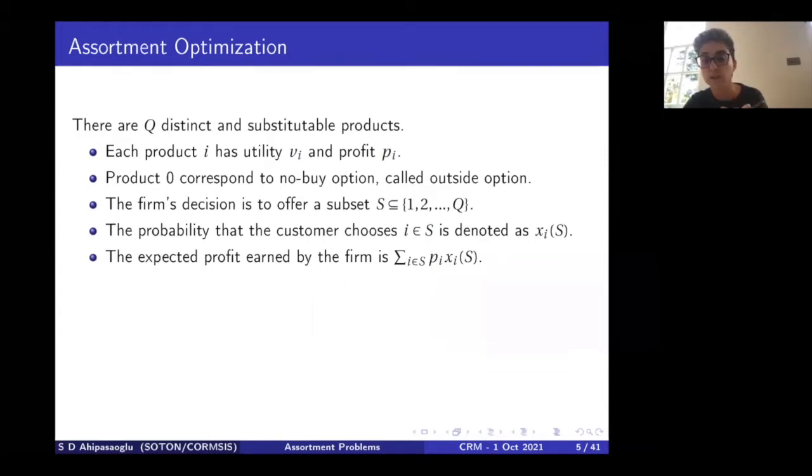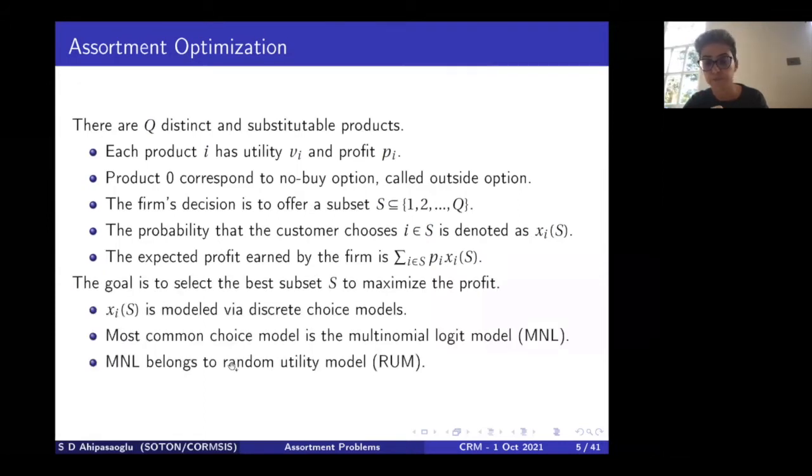And as I said, our goal is to find a subset S out of the items 1 to Q. And we're going to say the probability that the customer chooses a product i to be xi of S. And the most important thing here is that this probability depends on the assortment on offer. And the expected profit to be earned by the firm is going to be the sum of the profit times the choice probabilities. And our goal is actually to find a subset that maximizes this expected profit.